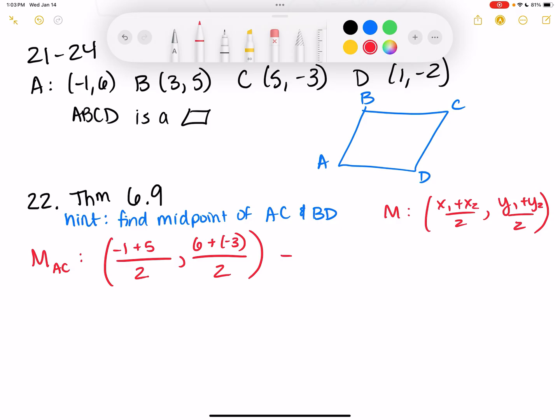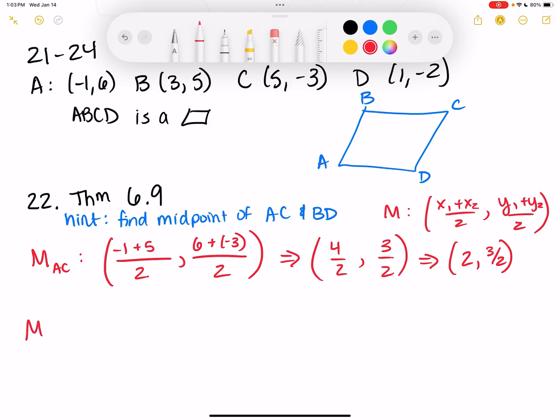So when I do this, the midpoint then, that means -1 plus 5 is 4, so that's 4 over 2. If you want to go ahead and reduce it in one step, you can do that. 6 plus -3 is the same as 6 minus 3, so that's 3 over 2. So then that midpoint is 2, comma, 3/2. So if BD has the same midpoint, then I will know it bisects, and thus these are parallelograms.